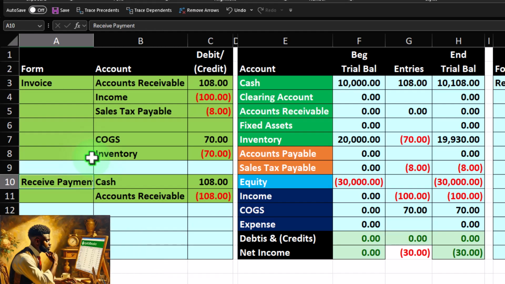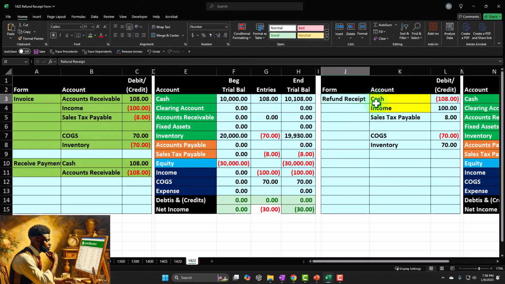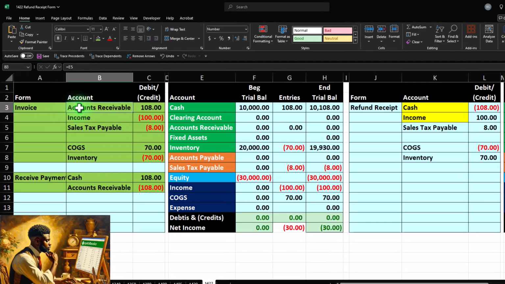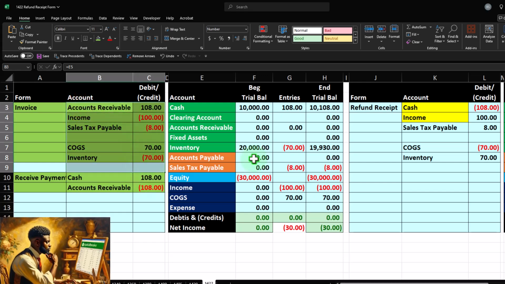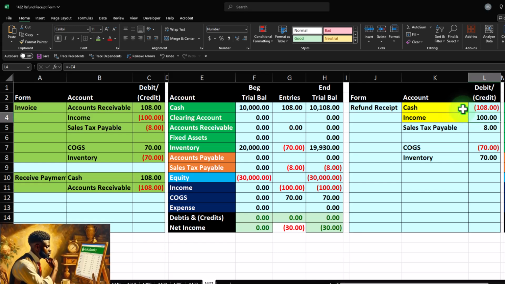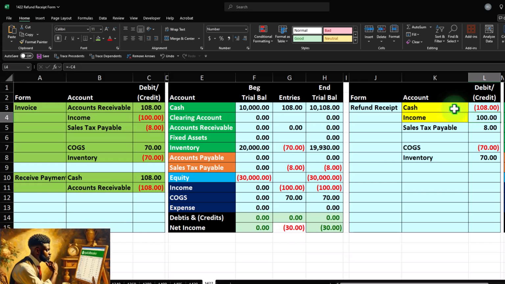Let's say we want to give them a refund then. What we need to do then is exactly reverse basically what happened here. So if I look at it from an invoice, the accounts receivable has already been cashed. So I can look at this transaction and then basically reverse it. That's what the refund receipt will do. So now we're going to say cash is going to go down, and then we're going to say that the income is going to go down.